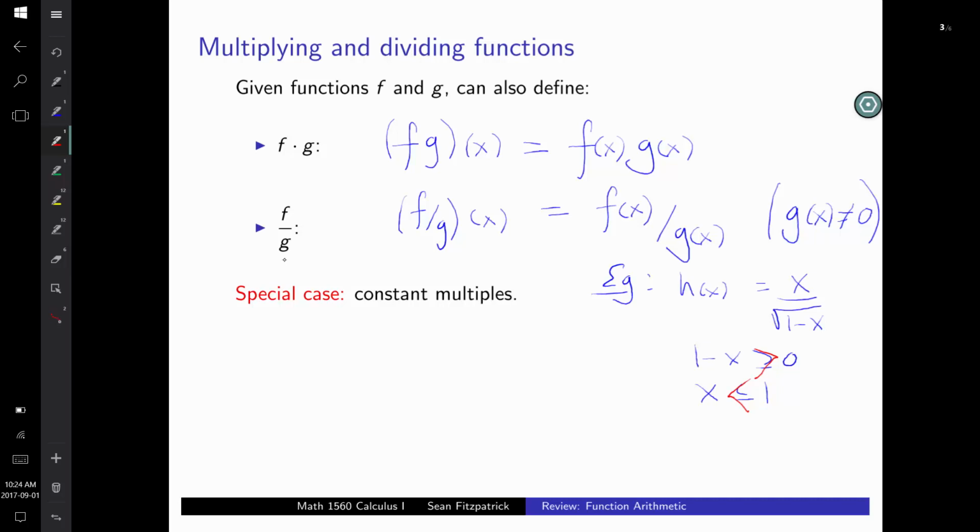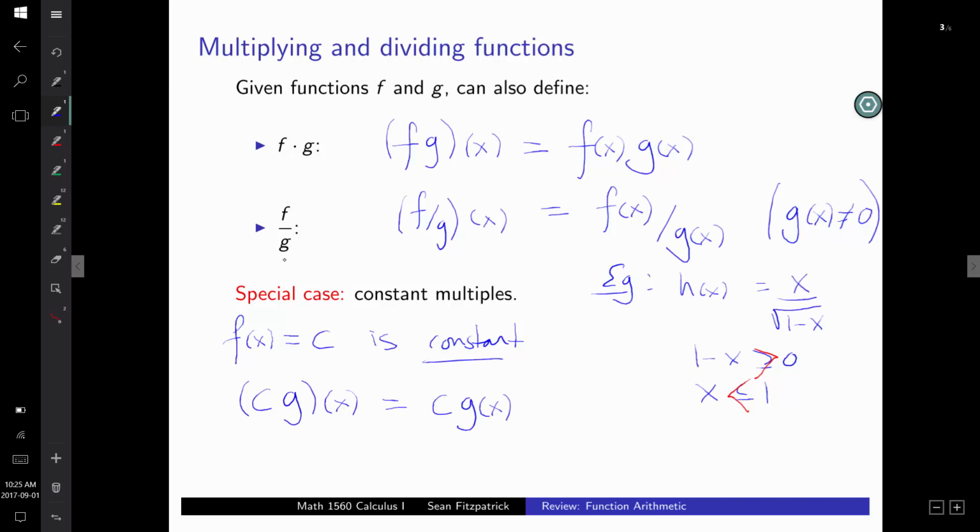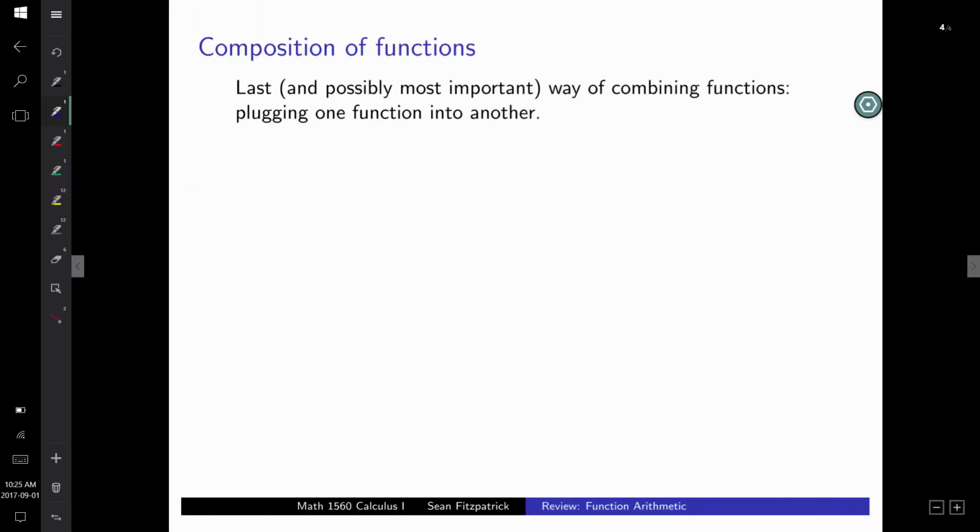One special case of multiplying functions: if f of x equals c is a constant function, so we get this value c for every x value, where c is some number, then I could define c times g, and you get it exactly the way you expect. You do c times g of x. Okay, so function arithmetic is pretty much exactly what you would expect. There are no surprises there.